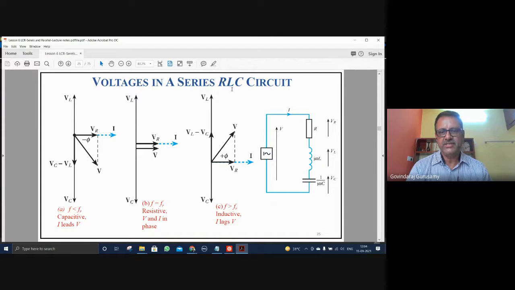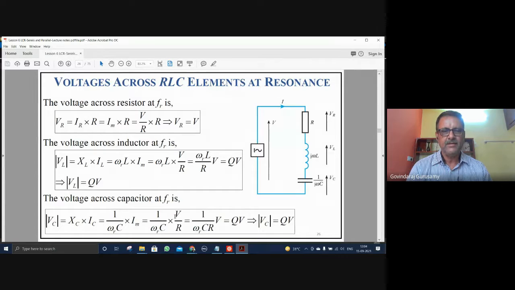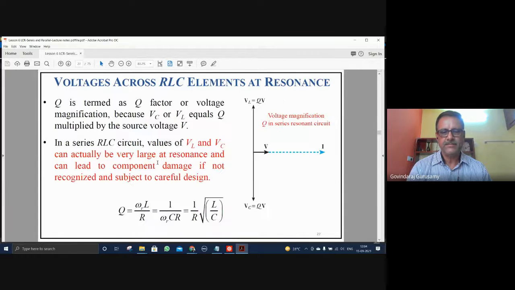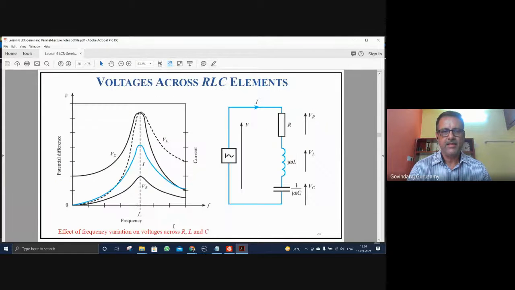Voltages in series RLC circuits. So what happened across each one of them? What are the voltages? How do they respond? This is the voltage across your elements at the resistance. Then you have the voltage across all the elements at resonance. What is happening? Voltages, AC, across all the elements. Now where is this? Variation, DC. This is the peak, which is the inductive component voltage, capacitive component, resistive component. Probably this is going to be the total component. That's what the result is given.